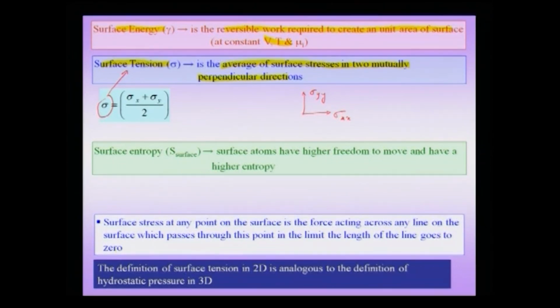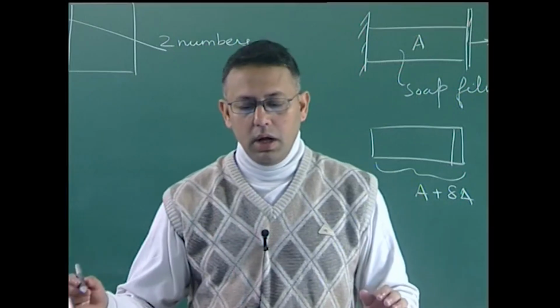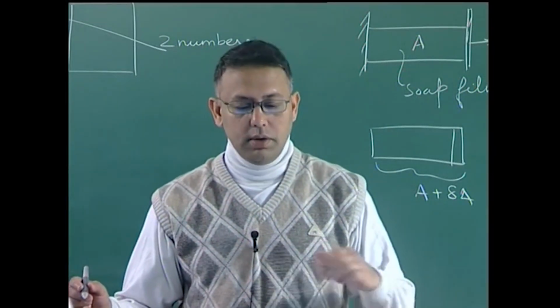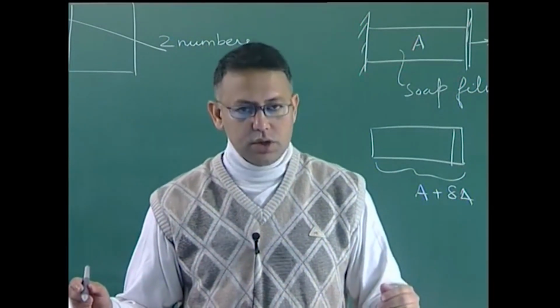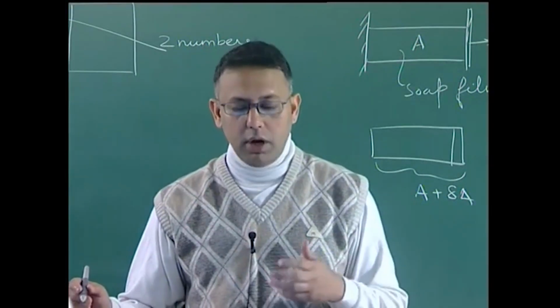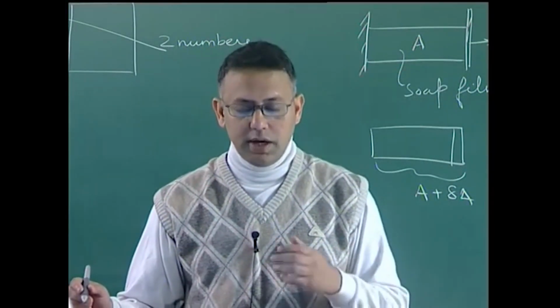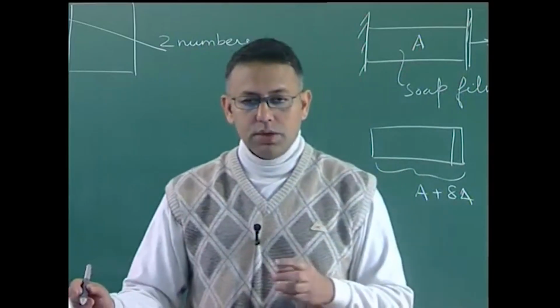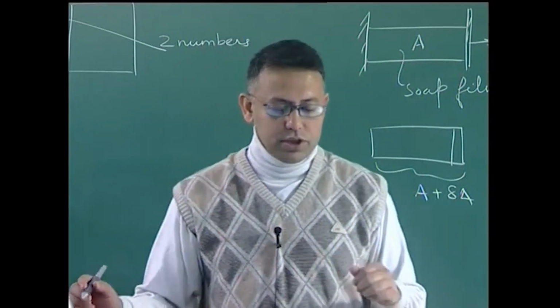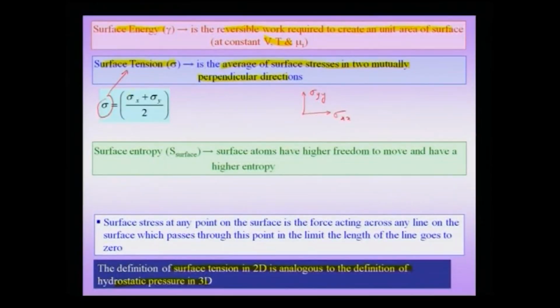So, in some sense, you can think of surface tension as the 2D analogous term to the definition of hydrostatic pressure in 3 dimensions. In 3 dimensions we have the concept of hydrostatic pressure, and we know that if you apply hydrostatic stresses on any volume of body, then this body cannot undergo plastic deformation, it can only undergo volume changes. So, we have a 2-dimensional analog of that, which is now my surface tension, which is the average of the two orthogonal stresses.